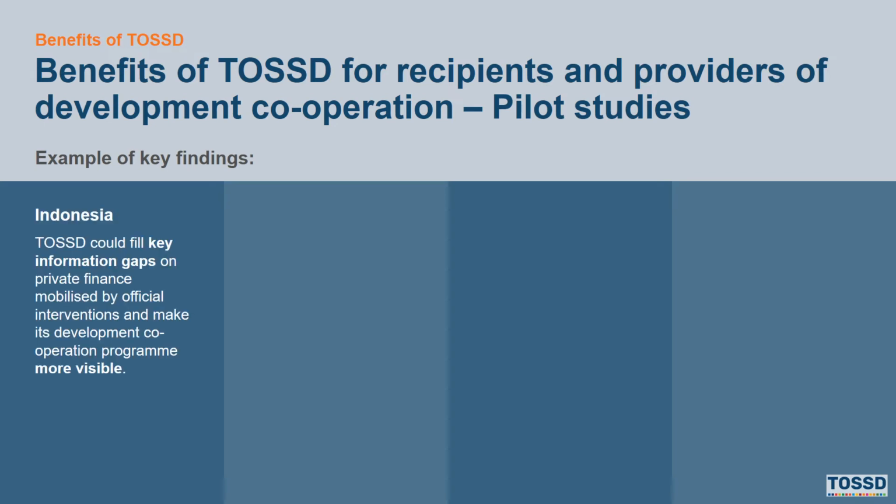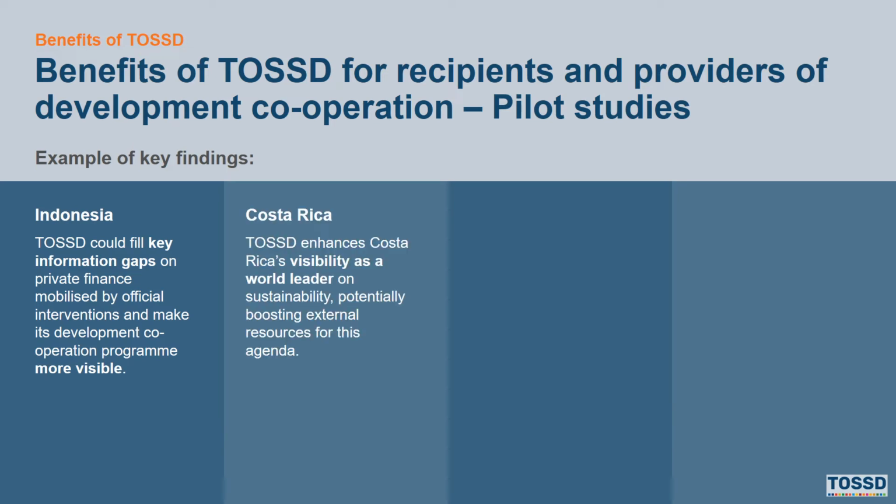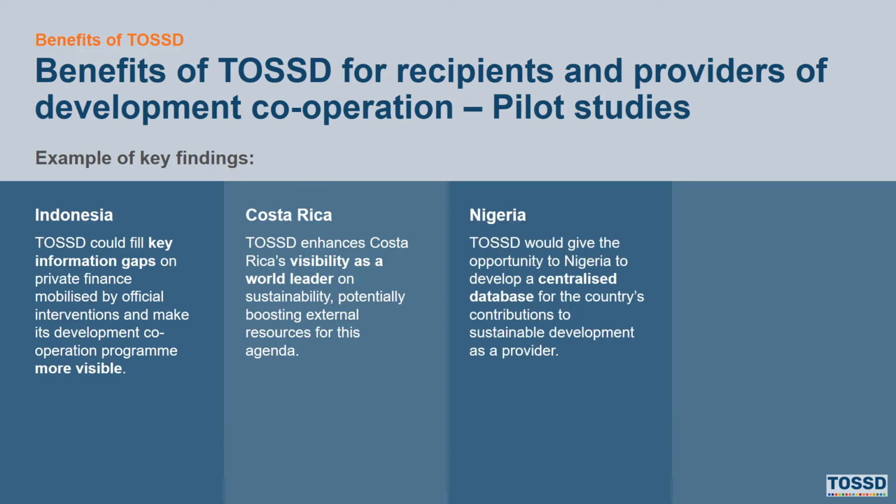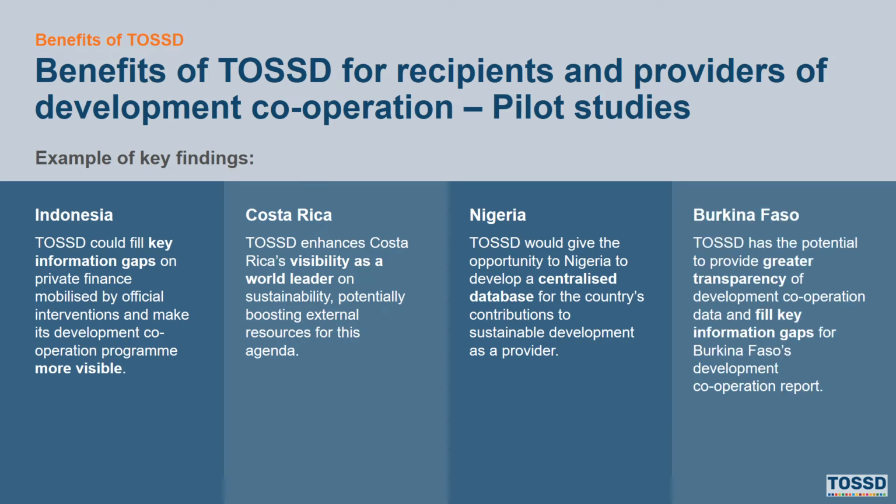For Indonesia, TOSSD could fill key information gaps on private finance mobilized by official interventions and make its development cooperation program more visible. TOSSD enhances Costa Rica's visibility as a world leader on sustainability, potentially boosting external resources for this agenda. Moreover, TOSSD would give the opportunity to Nigeria to develop a centralized database for the country's contributions to sustainable development as a provider. Lastly, TOSSD has the potential to provide greater transparency of development cooperation data and fill key information gaps for Burkina Faso's development cooperation report.